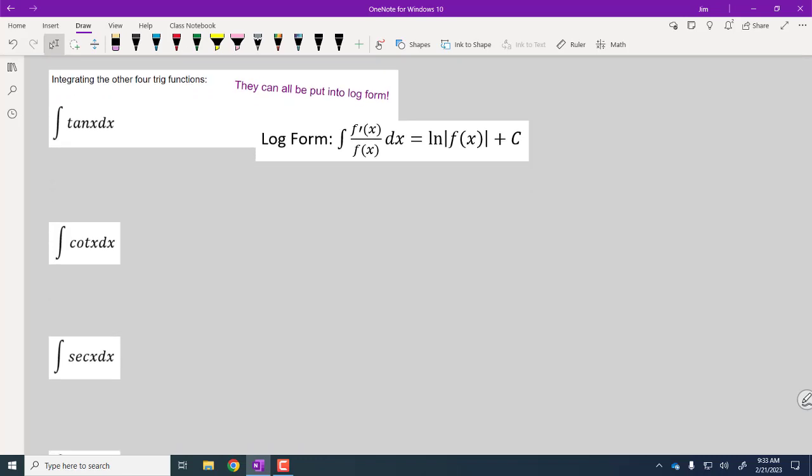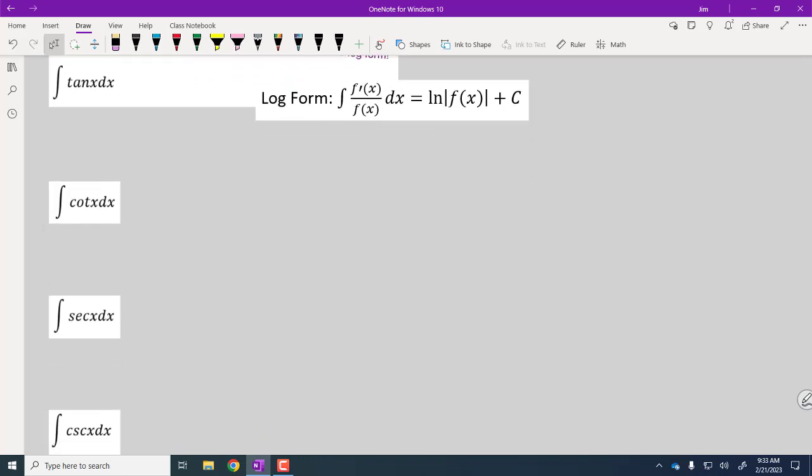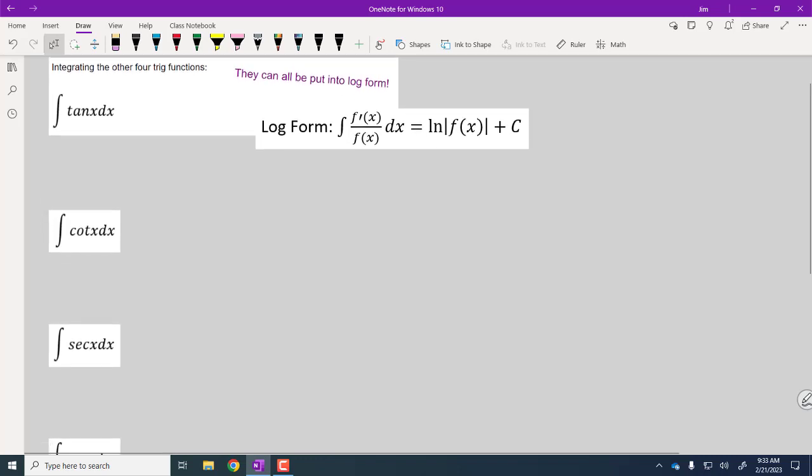The 4 trig functions, other than sine and cosine, all are going to integrate to logs. So we know that the integral of cosine is sine. We know the integral of sine is minus cosine. So those two we've got dialed. But the other 4 you haven't really looked at in depth. All 4 will integrate to log functions. And anything that integrates to a log function can be put in log form before you do the integration.